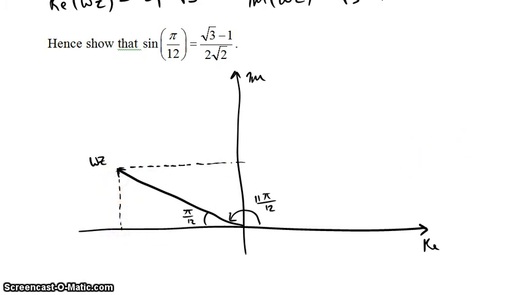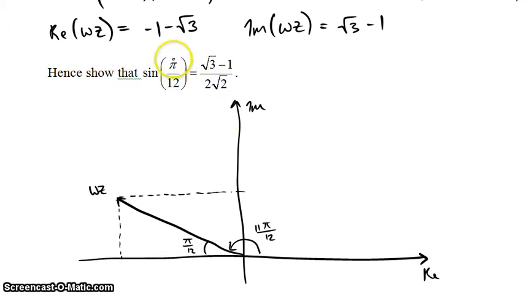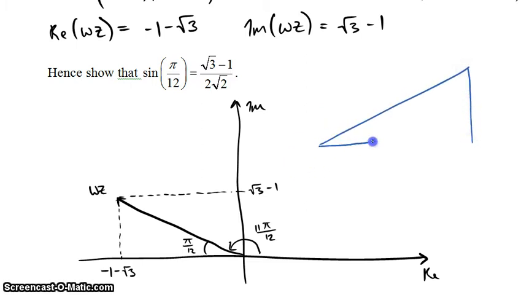Okay, so what can we say? The real part is minus 1 minus root 3, and the imaginary part is root 3 minus 1. What does that mean? Well, let's take a look at this triangle, and let's just draw it out one more time. Maybe we'll use a different color for this. If we were to just look at this as a triangle, where this is pi upon 12, what would this length up here be? This would just be the distance along the imaginary axis, so this is just root 3 minus 1.